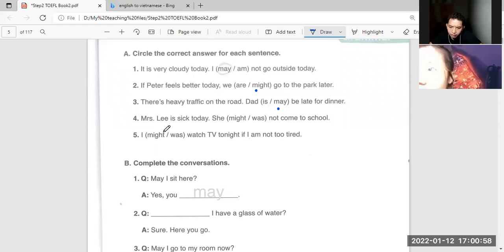Number four, Mrs. Lee is sick today. She might not come to school. Okay, she might not come to school. You say, she might not come to school.